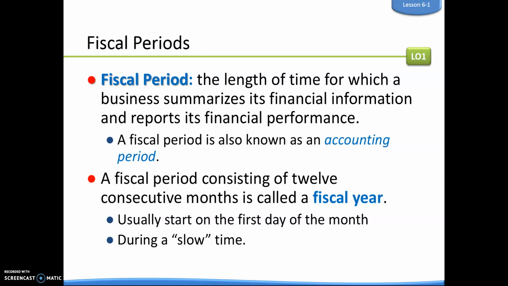So, as I stated already, Chapter 6 starts what's called our end of period work. And so we need to define what a fiscal period is. A fiscal period is the length of time for which a business is going to summarize its financial information and report on its financial performance. Sometimes a fiscal period can also be referred to as an accounting period, but most of the time we hear it referred to as a fiscal period.